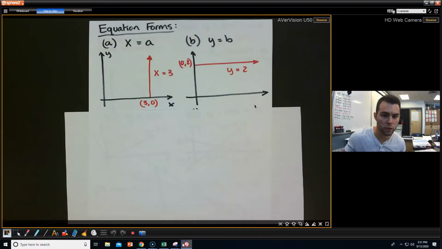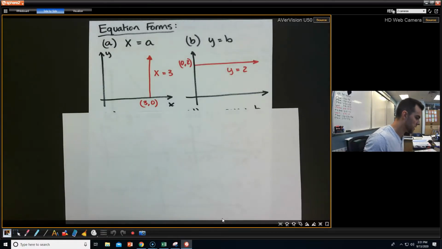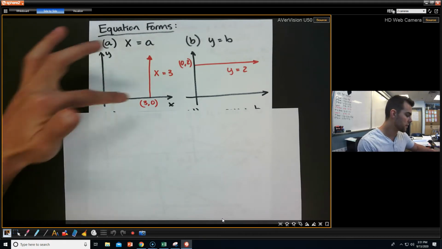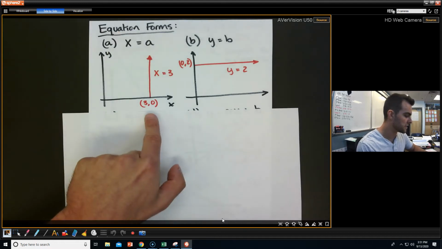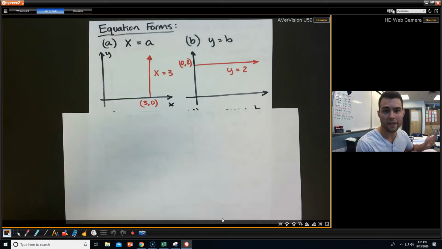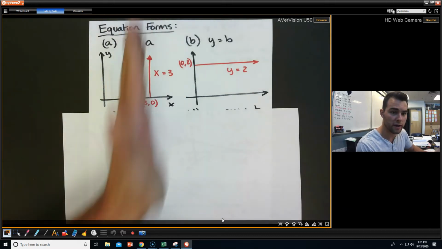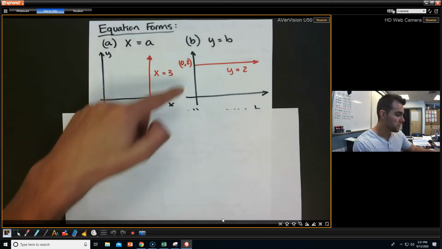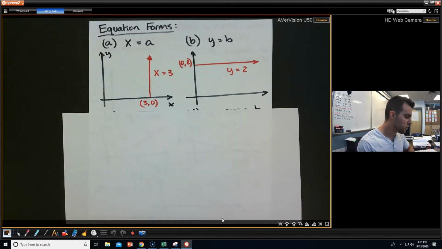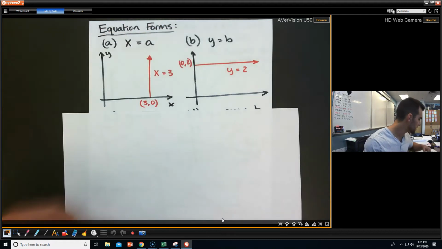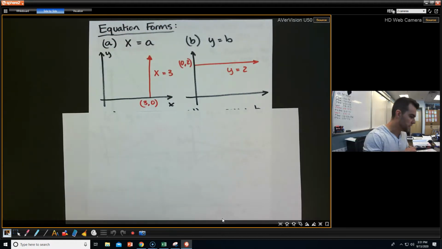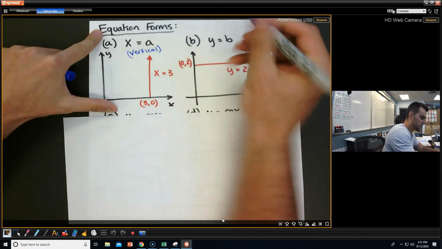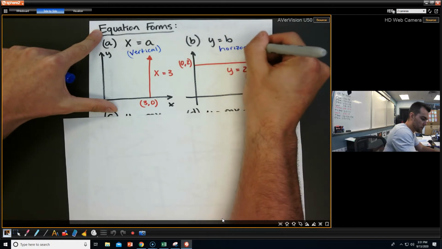So if we come back and we're looking at these two forms right here, for example, I got x equals 3, so my vertical line is just going to go where x equals 3, so the x coordinate of 3, and then it's just going to go straight through there, okay, wherever it's at. If it was x equals 2, it'd be over here somewhere. Same thing with the horizontal lines. Okay, if I have y equals 2, that's going to cross the y-intercept of 2. And so this is vertical, and this is horizontal.